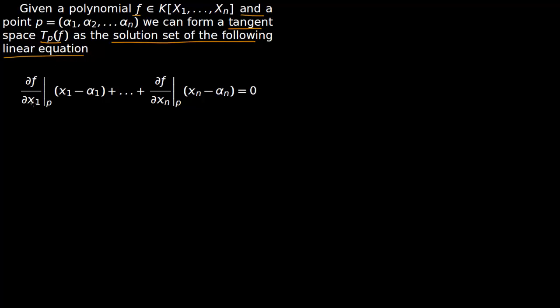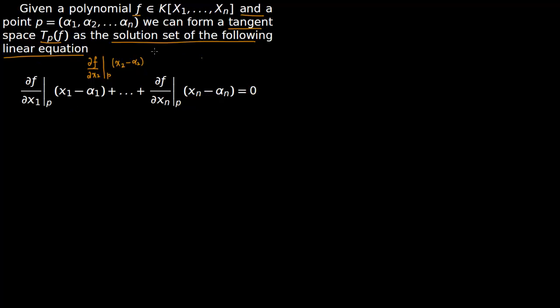This is the solution set of the following linear equation. You take the partial with respect to x1, then plug in this point p, and multiply it with x1 minus alpha 1. Once you plug in the point p, this becomes a constant. Then you add the partial with respect to x2, again evaluated at point p, multiplied with x2 minus alpha 2. So on, till you go to the partial of f with respect to xn, evaluated at point p, multiplied with xn minus alpha n, equated to 0.